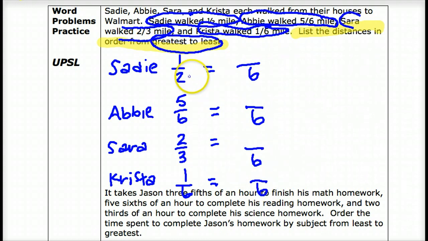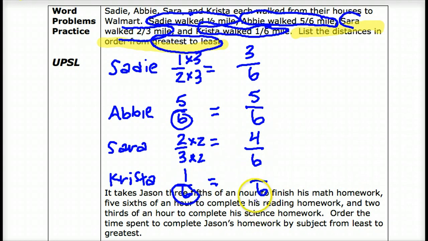So our first fraction is 1/2. We know that 2 times 3 is 6, so we do the same thing to the top. 1 times 3 is 3. 5/6 can stay the same since the denominator is already 6. 3 times 2 is 6, so 2 times 2 is 4. And 1/6 already has a denominator of 6, so we're going to keep it the same.